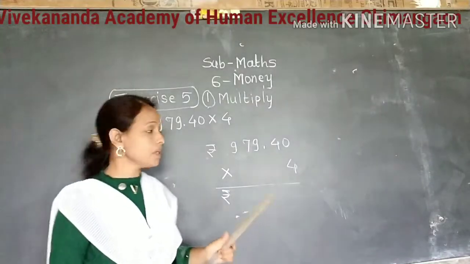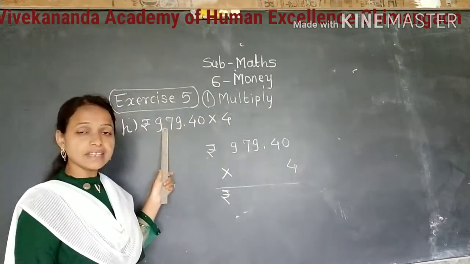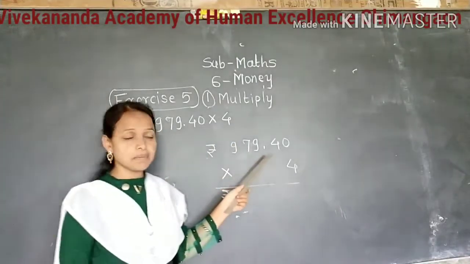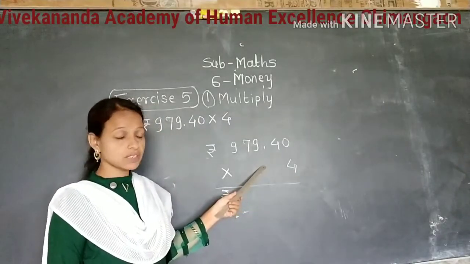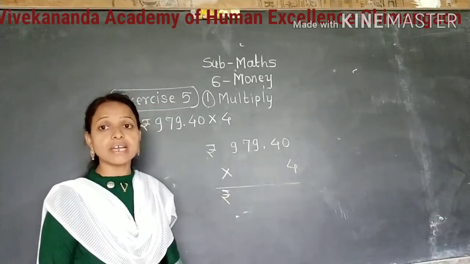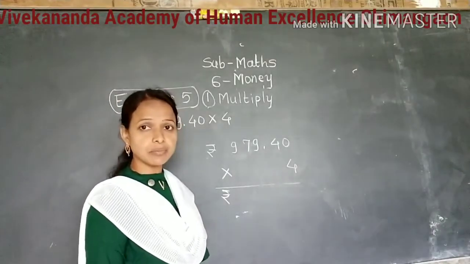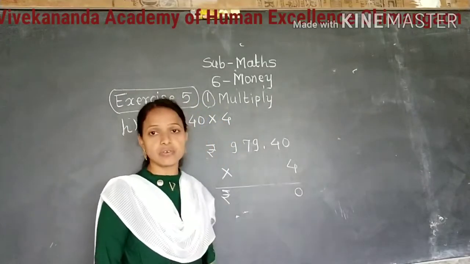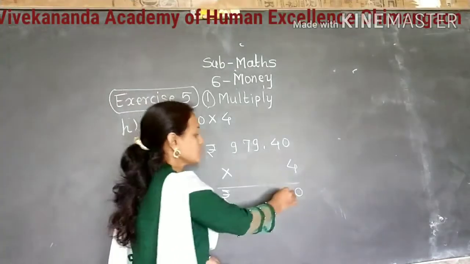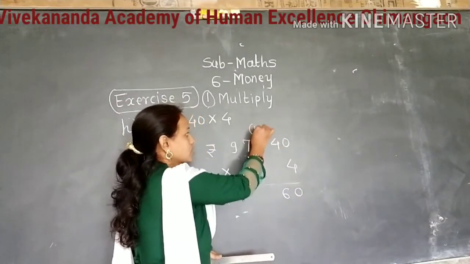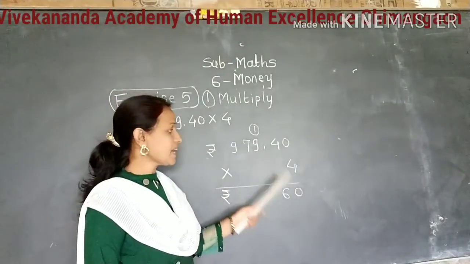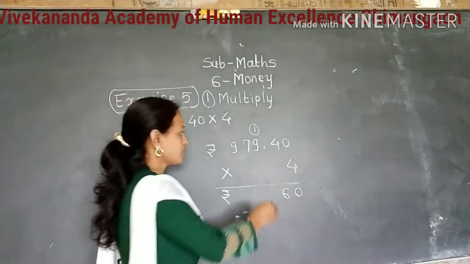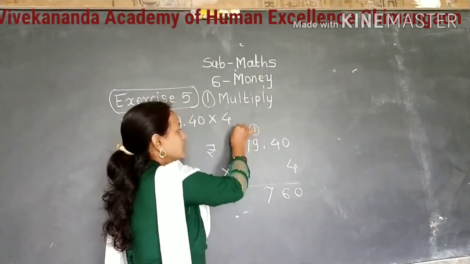Next example. Multiply 979 rupees 40 paise by 4. Okay, here we arrange rupees and paise in a column by putting the dot. Now we multiply 0 by 4. When we multiply 0 by any number, we get product 0. So 0 right. Then multiply 4 by 4. 4 4s are 16. So 6 right here and 1 carry. Now multiply 9 by 4. 4 9s are 36. 36 plus 1 carry, 37. So 7 right here, 3 carry.